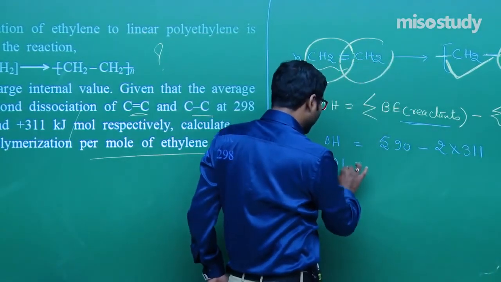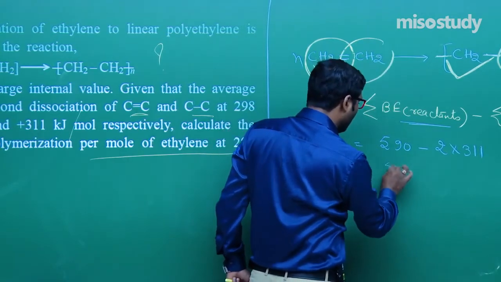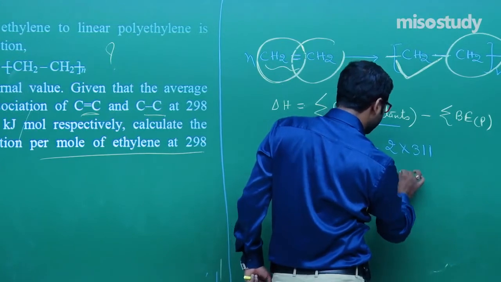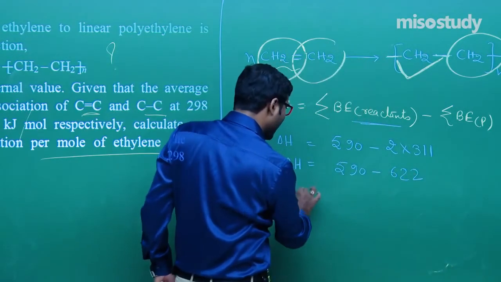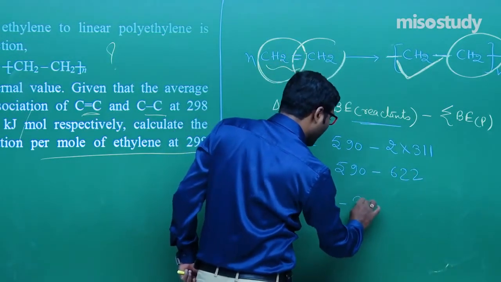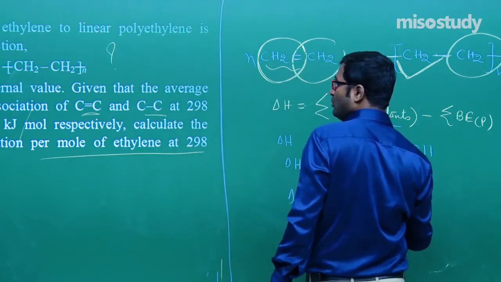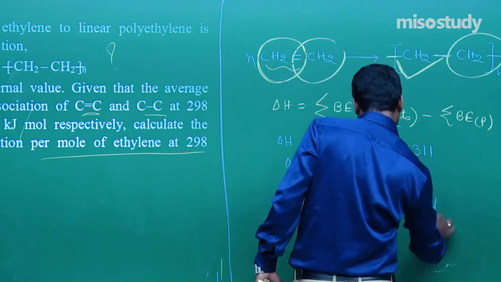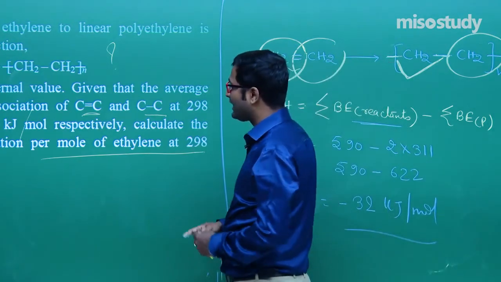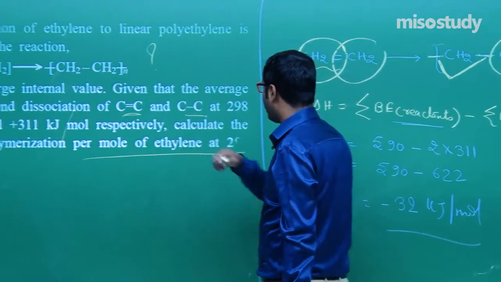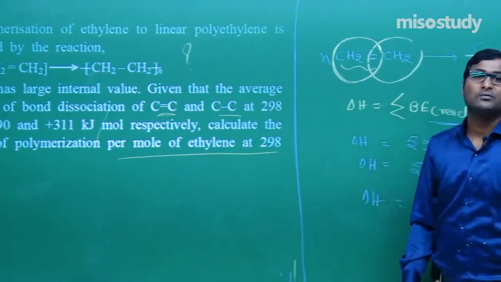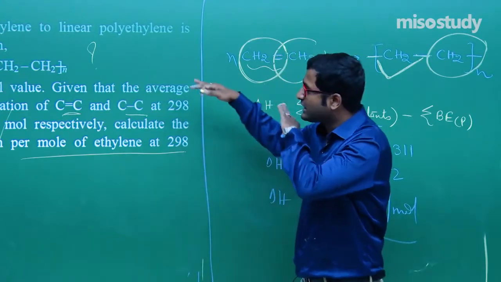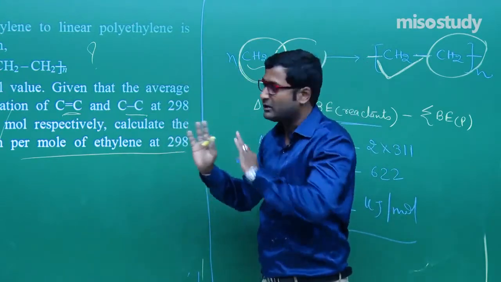Clear to you? So delta H is equal to 590 minus 622, and delta H is equal to minus 32 kilojoule per mole, because in the question it is given to calculate the enthalpy of polymerization per mole. If there is n mole, then what will happen? We know if there is 1 mole, 2 mole, 3 mole, 4 mole. So such questions look tough, but they are not so tough.